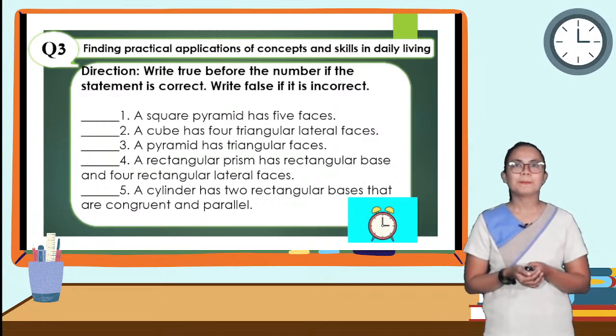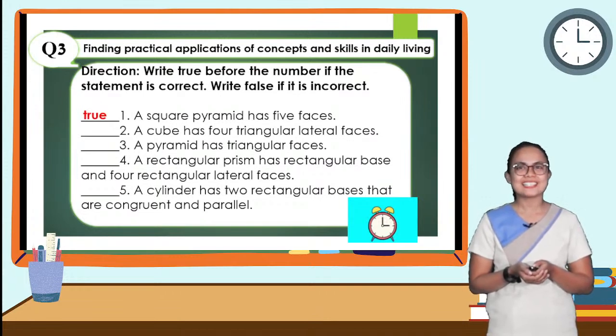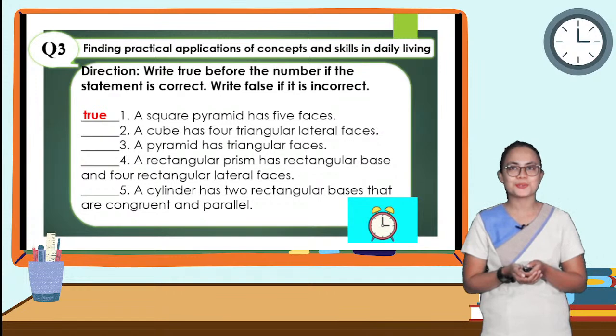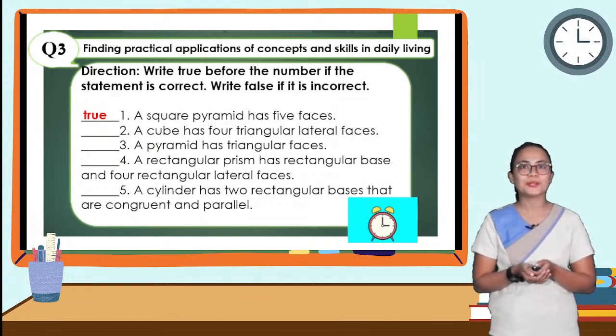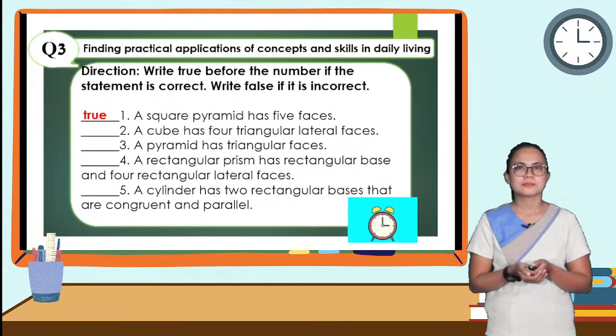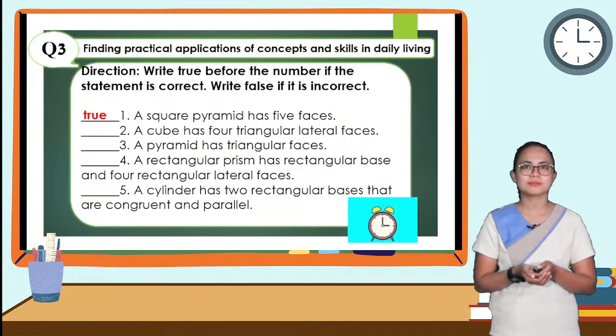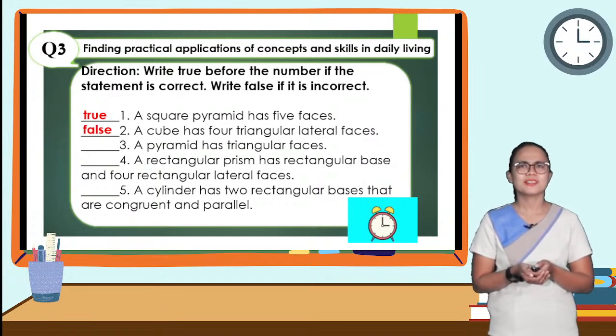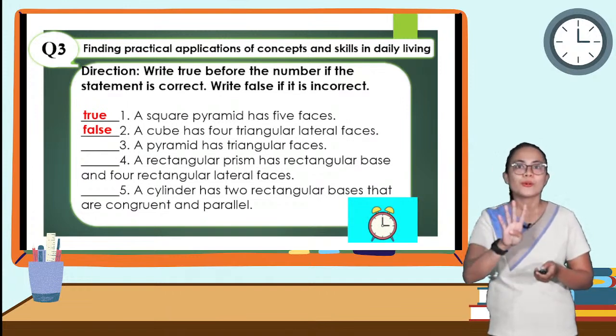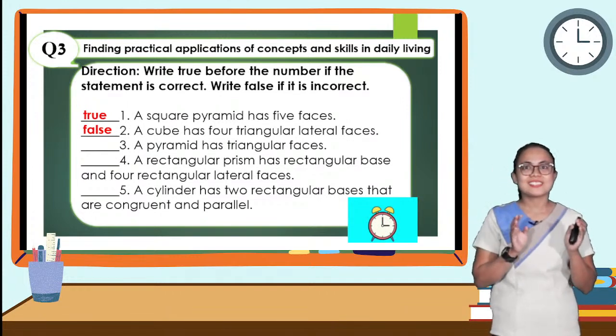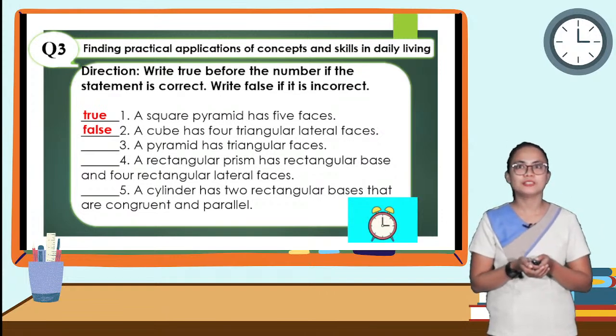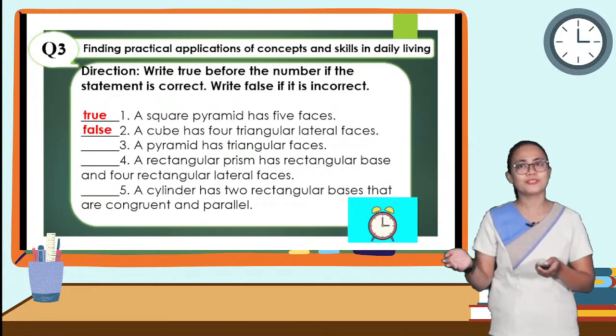Great! A square pyramid has 5 faces, and this is true. How about number 2? A cube has 4 triangular lateral faces. The answer is false. Why? Because a cube has 4 square lateral faces, not triangular. How about number 3? A pyramid has triangular faces. Is it true or false?